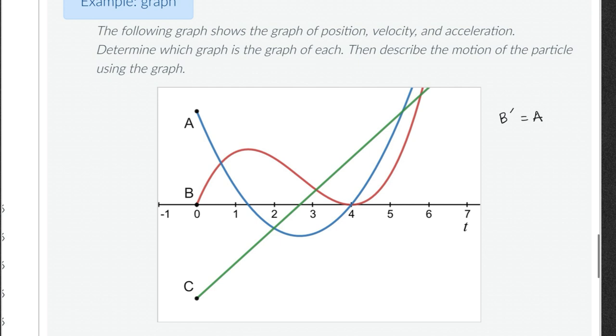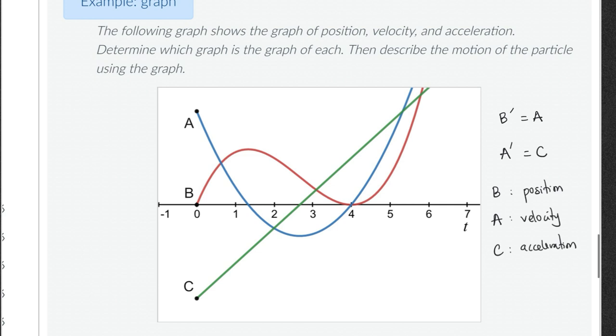Now, if we look at the graph of A, it has a valley, and at this valley, if it has the derivative, then the derivative should be 0. And so because of this, C is the derivative of A. And so the graph of B must be the graph of the position. The graph of A must be the graph of the velocity. And the graph of C must be the graph of the acceleration.